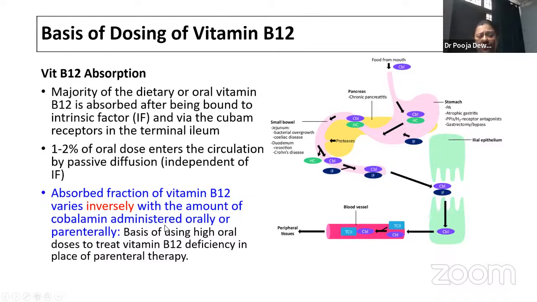And what you need to know is that apart from this mechanism, there is some amount of B12 absorption, which also occurs by passive diffusion. Now, this is the basis of, you know, there is emerging evidence for use of sublingual tablets and orally disintegrating pharmacological preparations of B12. So these get absorbed in circulation by passive diffusion.